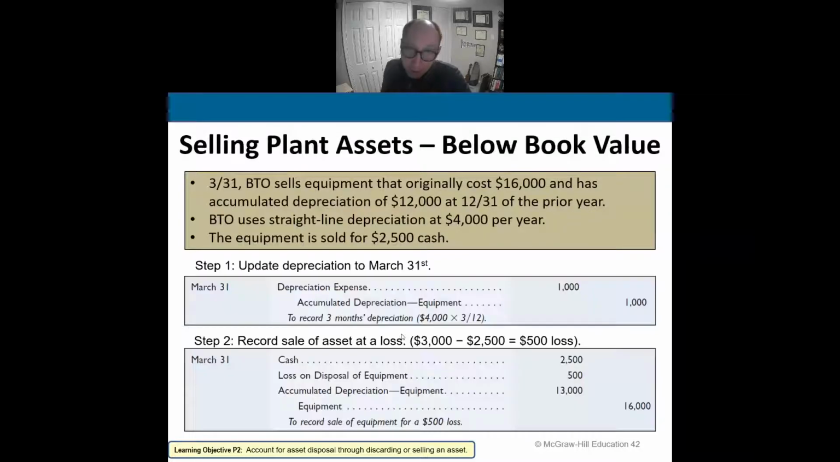If we sell it below book value and take a loss, debit cash, debit the loss, debit the accumulated depreciation, credit the equipment.